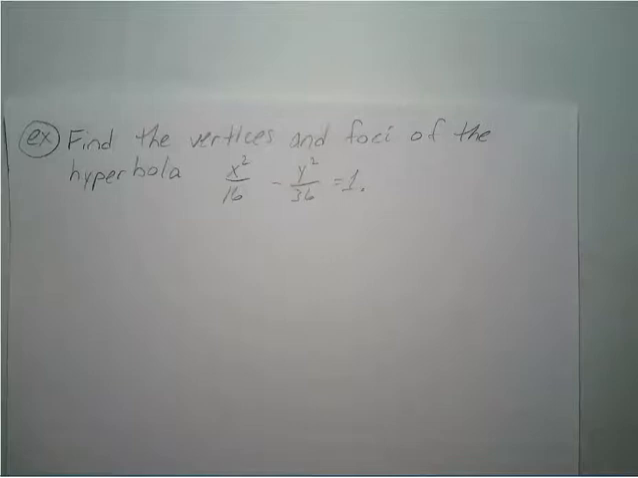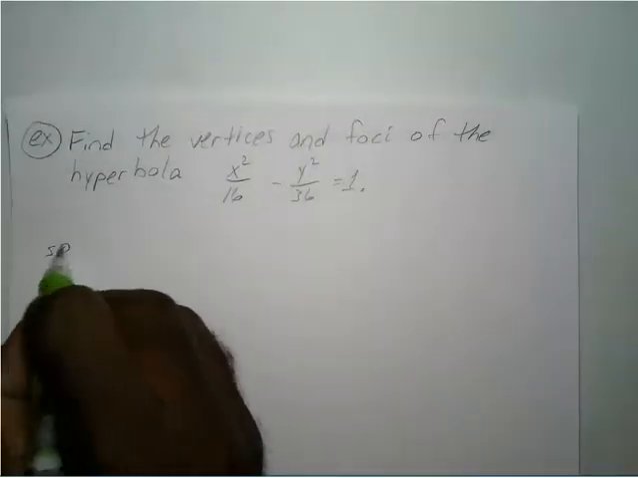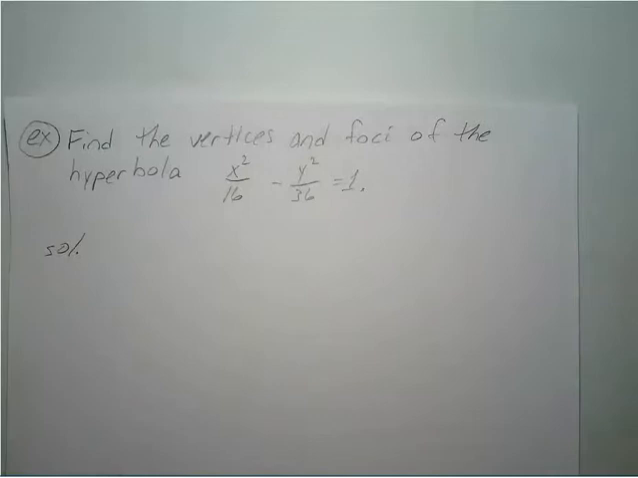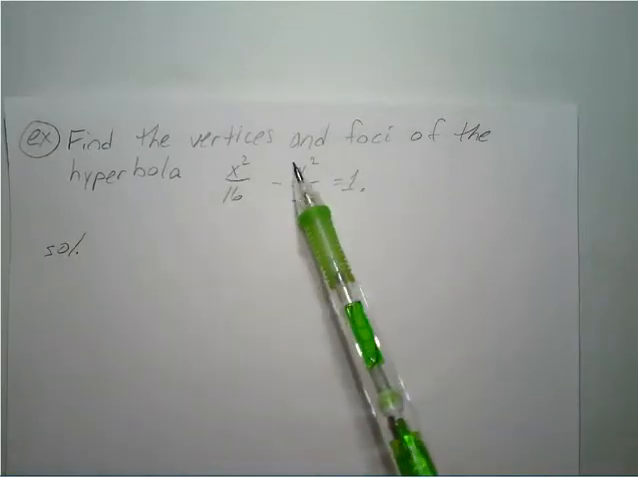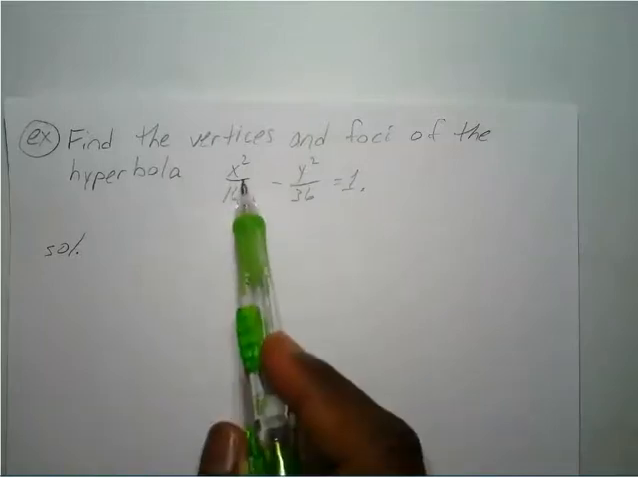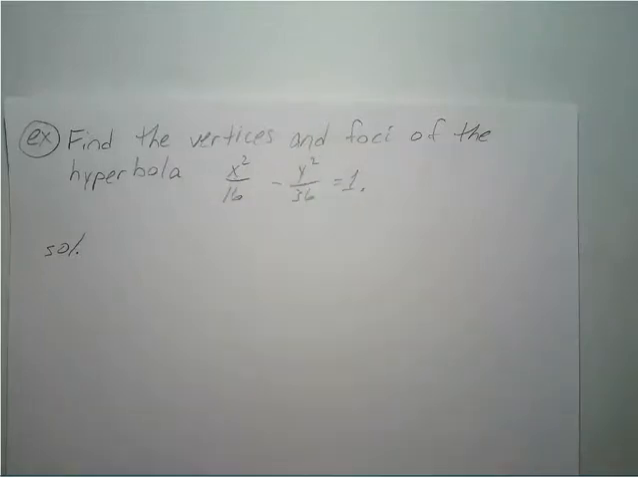Okay, so we're going to find the vertices and foci of the hyperbola x squared over 16 minus y squared over 36 equals 1. First thing we're going to do is rewrite it, because we can't really get anything from that except the fact that it's centered at the origin, because it's x squared and y squared, not x plus or minus something squared, or y plus or minus something squared.